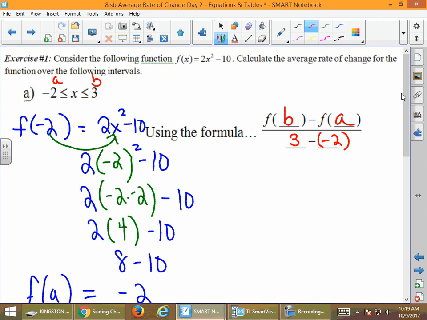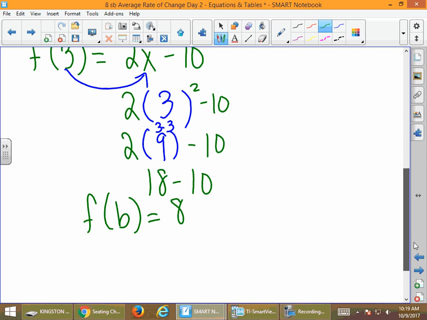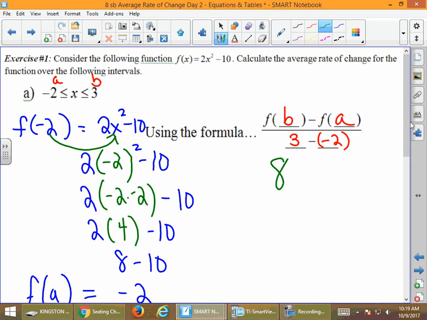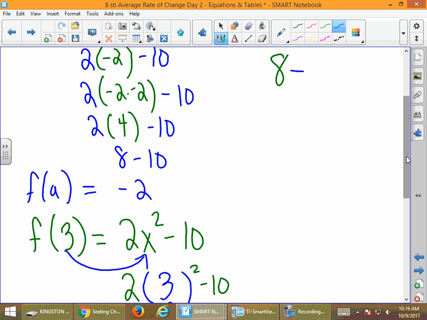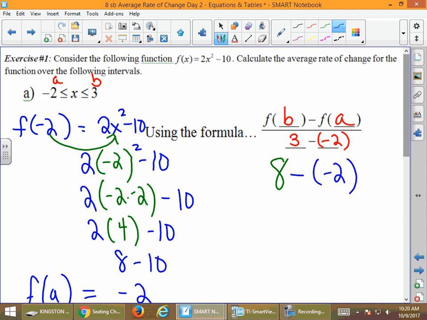Well, what did we just calculate for f of b? Well, we look down our paper a little way, and we see that f of b is 8. So we're going to fill that in. Minus f of a, that was our first calculation. f of a equals negative 2. And we're dividing by b minus a.